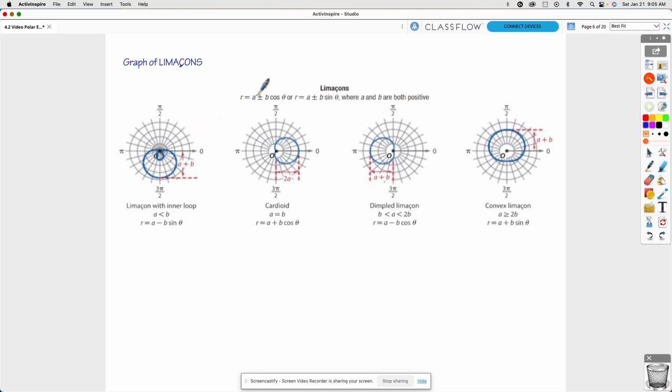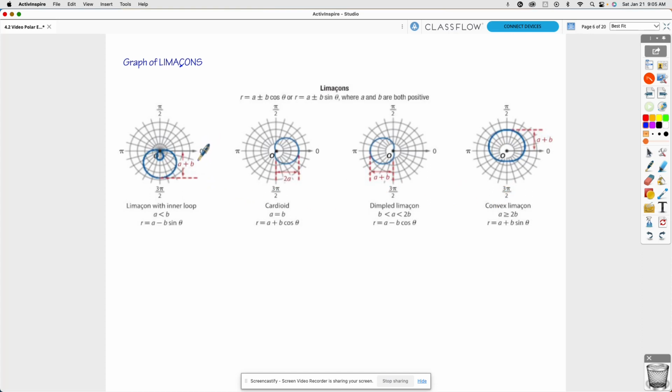Remember that if you have cosine, the graph is symmetric with respect to the 0, pi axis. If you have sine, the graph is symmetric with respect to the pi over 2, 3 pi over 2 axis, that is, with respect to the vertical axis. Now, as I was saying, there are four cases here.